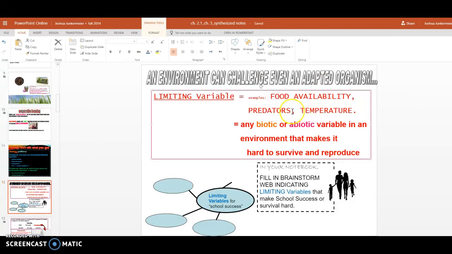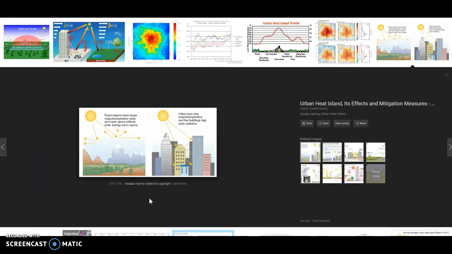Another example is predators. Again, in our cities, predators are rare. Criminals who are violent, maybe you can consider predators, but mostly this is a wildlife issue where you have all the animals in nature, things trying to eat them. And then you have temperature. We're going to be talking about climate change soon, but in general, cities are much warmer than the surrounding nature. So we live in very warm places when we live in cities. And that definitely could be a limiting variable. Temperature is indeed a limiting variable.